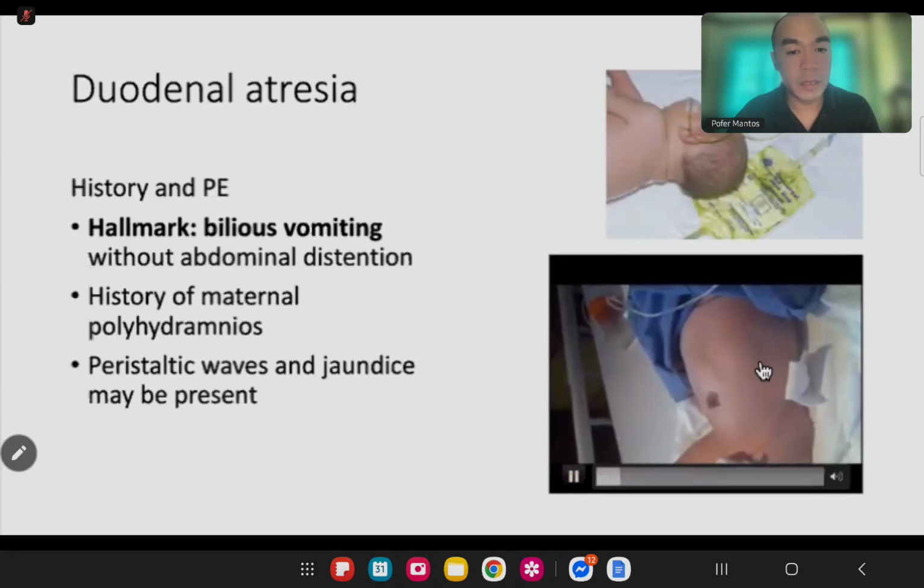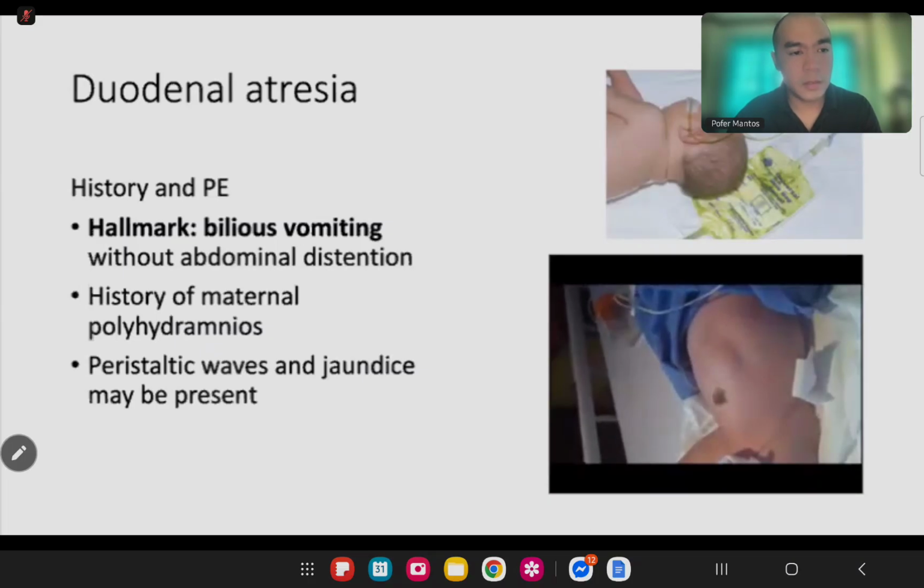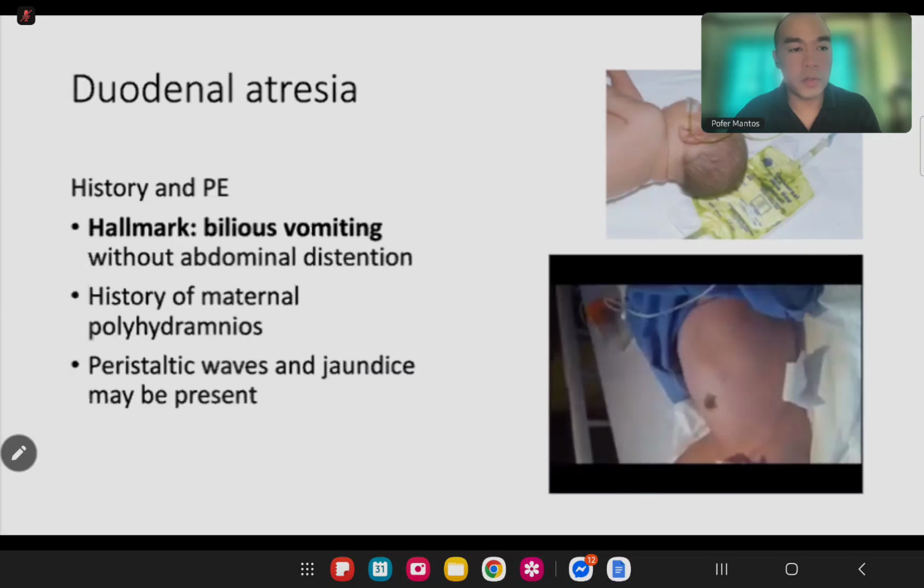There's a video there of the peristaltic wave. There you see that? So we can appreciate that too in duodenal atresia.